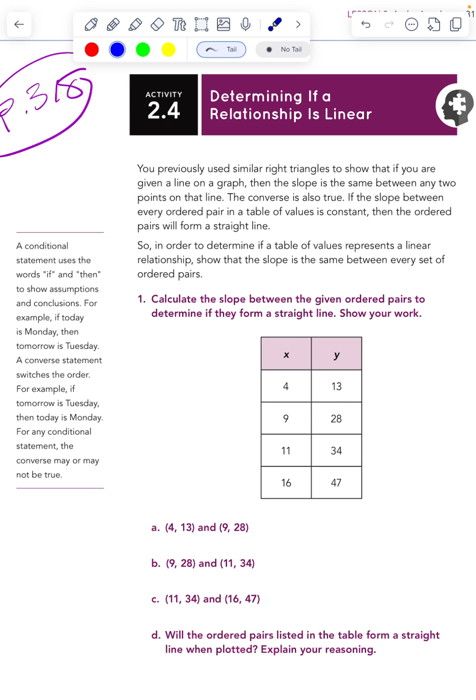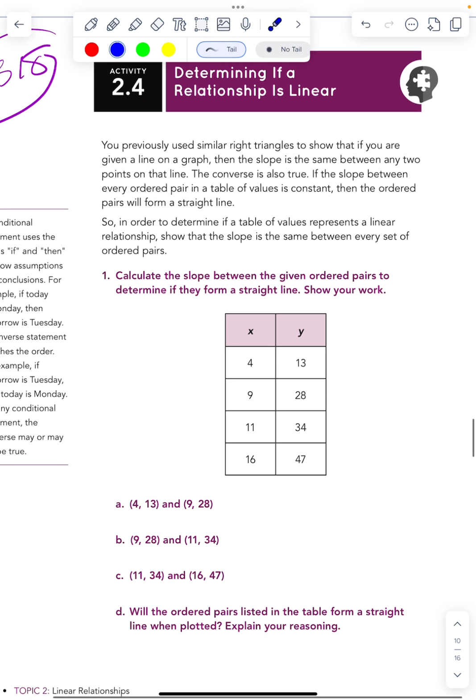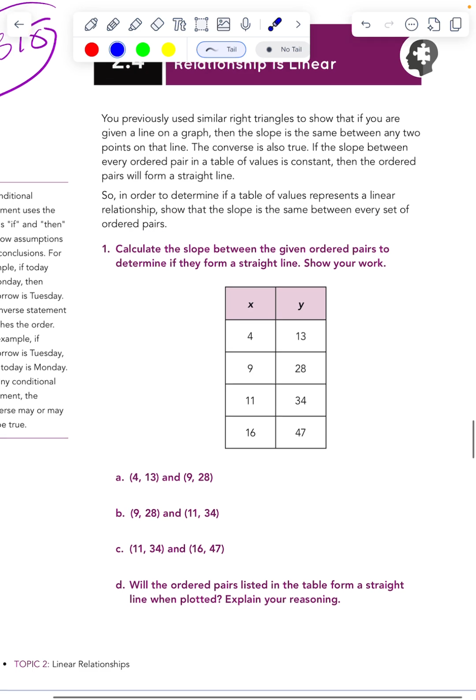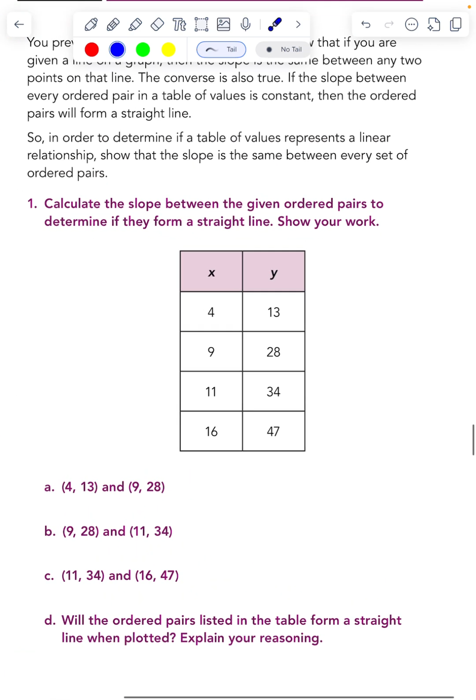We have to remember that for STAAR. The converse is also true. If the slope between every ordered pair in a table of values is constant, then the ordered pairs will form a straight line. So in order to determine if a table of values represents a linear relationship, show that the slope is the same for every pair of points. Now, luckily, we don't have to do y-intercept at all.